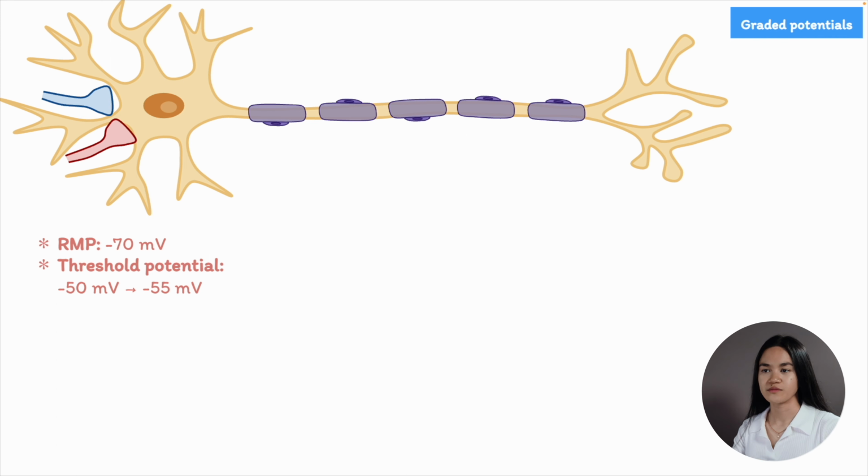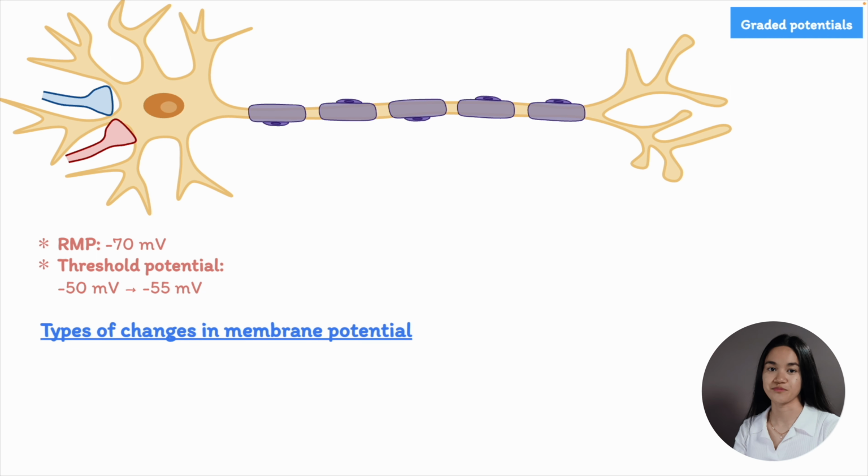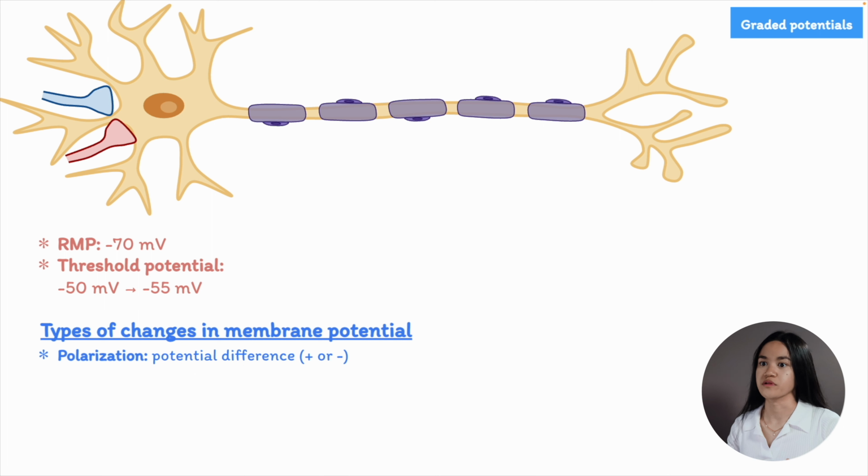Before we break down graded potentials, let's first go through several terms that are used to describe changes in potential. First is polarization. This is when the membrane potential is other than 0 millivolts in either the positive or negative direction. There's a voltage difference across the membrane. Remember that the sign of the potential, plus or minus, shows whether there are excess positive or excess negative charges on the inside of the membrane.